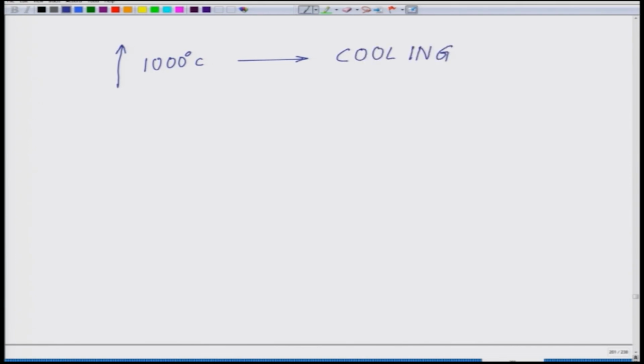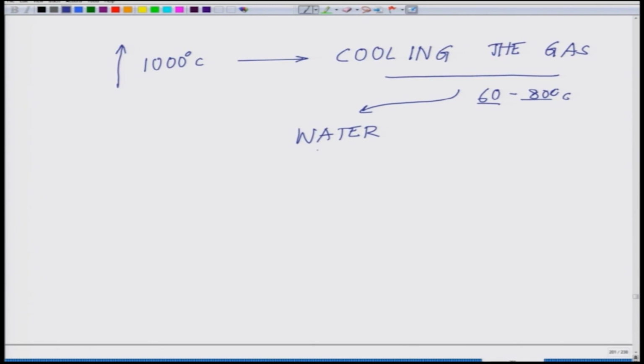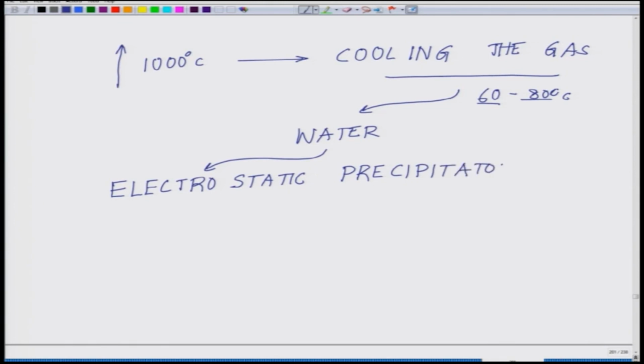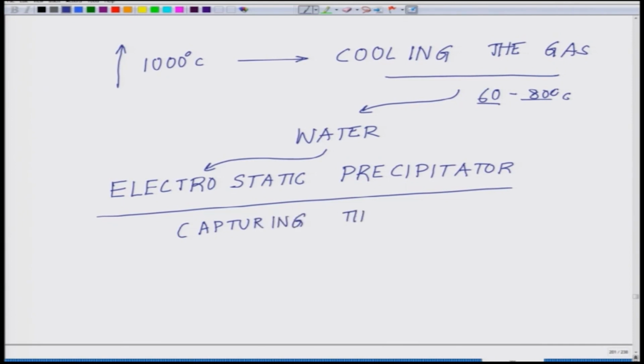So, now you have to cool the gas. Cooling the gas is a challenging task here, and you do it by cooling the gas to around 60 to 80 degrees centigrade, using water. But when you use an electrostatic precipitator, you are capturing a lot of aerosol, but in doing so, you are polluting the water which you are using for this process.